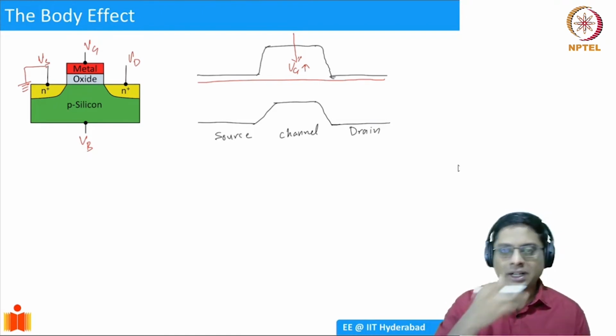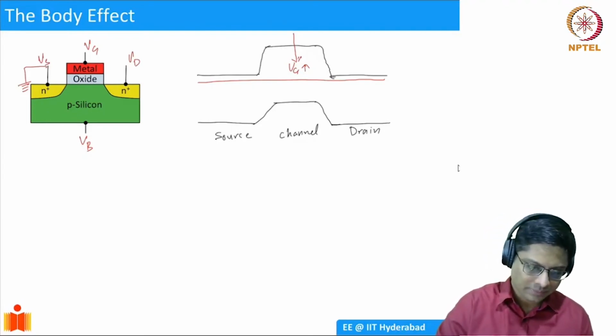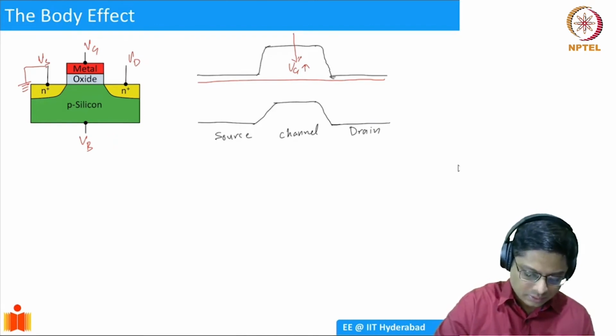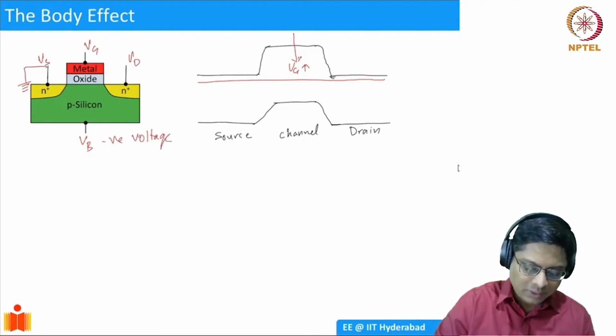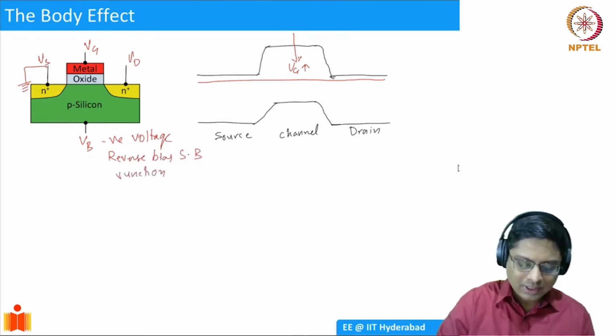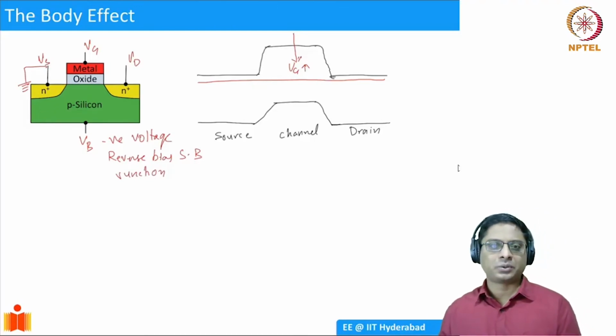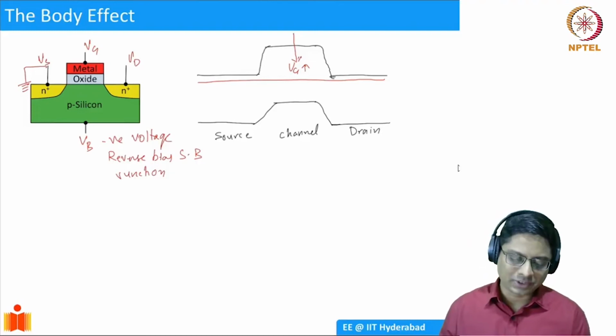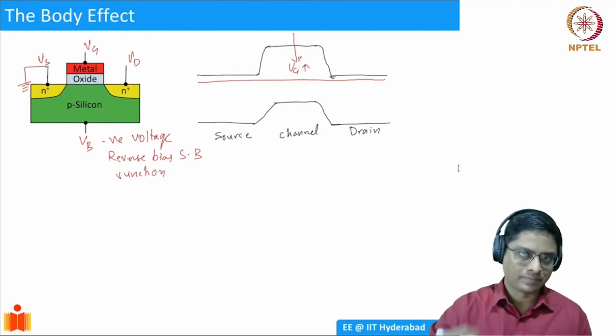Now, let's say I use my bulk voltage and actually apply negative bias to the bulk. What happens if I reverse bias this junction? Okay, I'll apply a negative voltage. That means I'm essentially going to reverse bias the source-bulk junction, SB junction. So source is N plus and B is P, so that I reverse bias. So I apply negative voltage. What will happen when you apply a reverse bias? The bands move up, right?